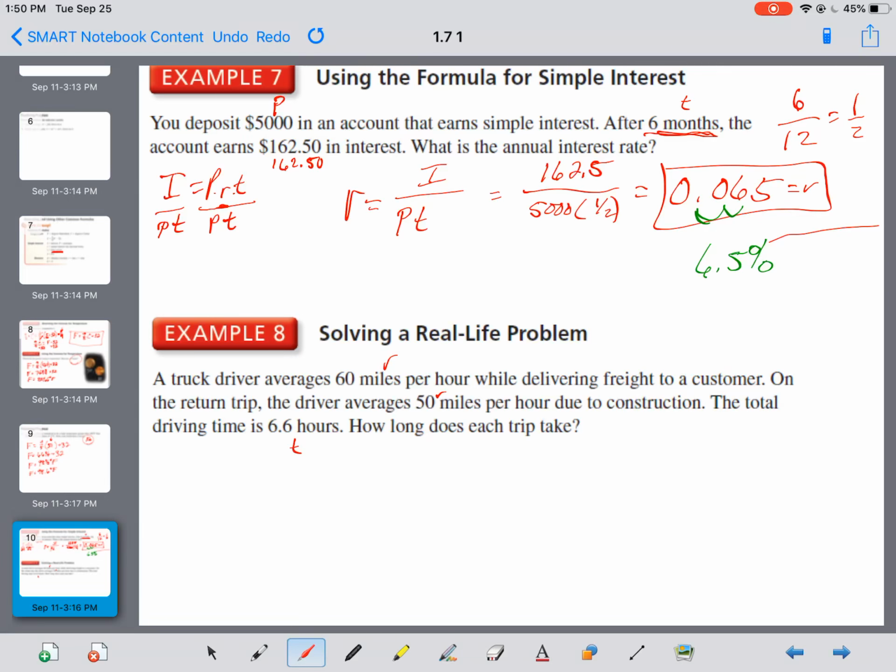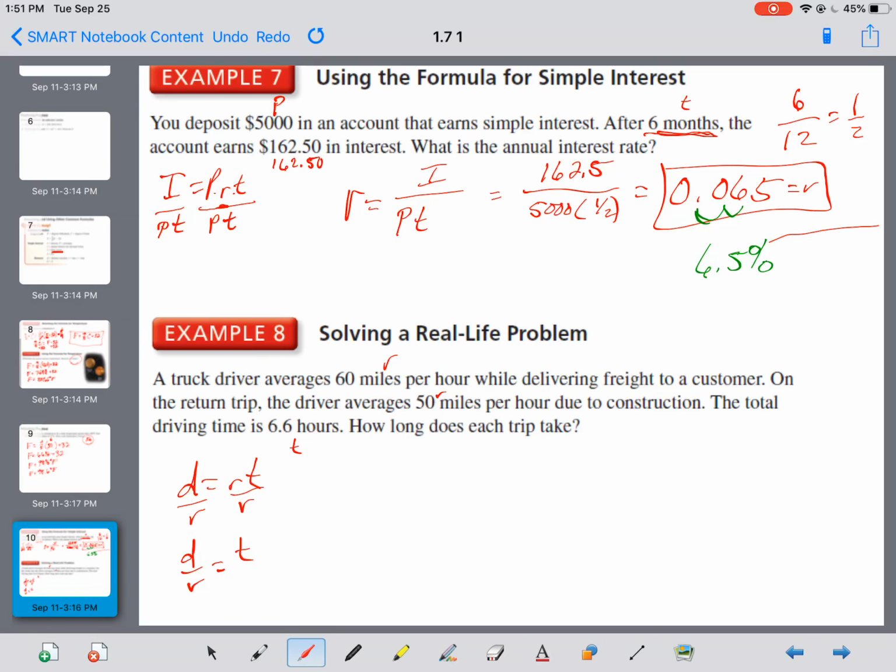We have a rate times time and another rate times time. We know the time is 6.6 hours. What we don't know is the distance. The whole time is 6.6 hours. So we need distance equals rate times time. Time should be distance divided by rate equals time. So our distance divided by our rate is equal to our time.